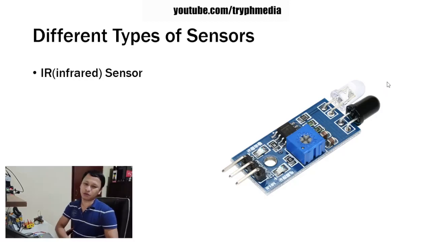So if you design a robot to detect an obstacle, say it's going to detect whether there's an object in front of it, then this sensor is very, very useful for that application.